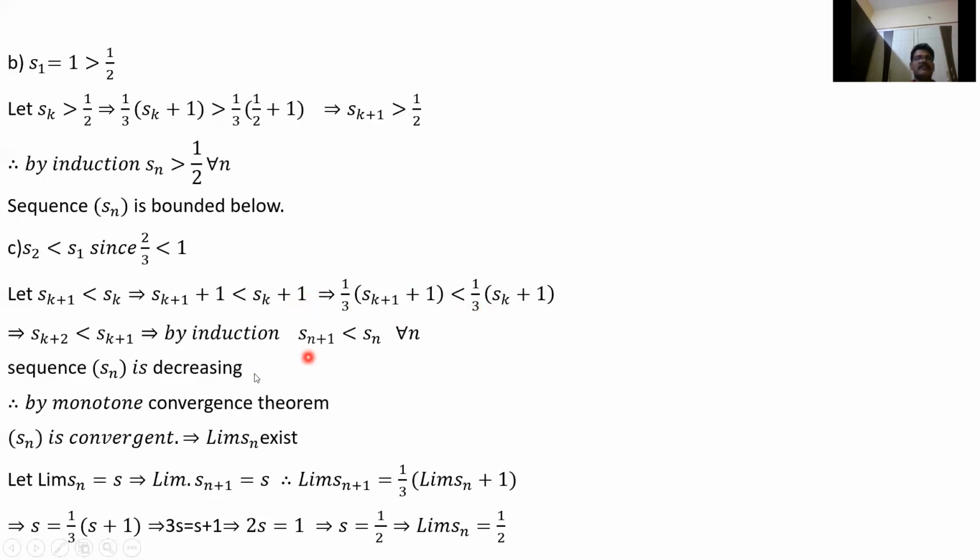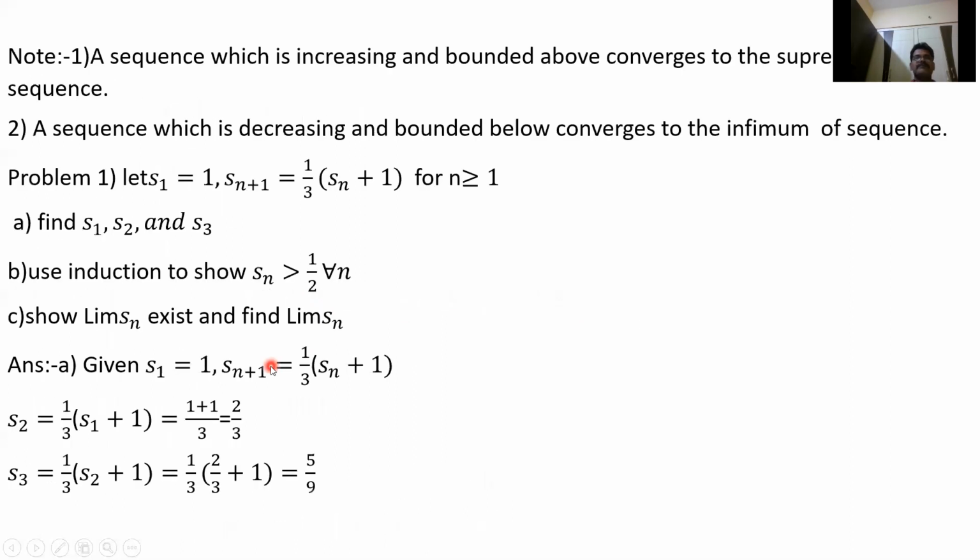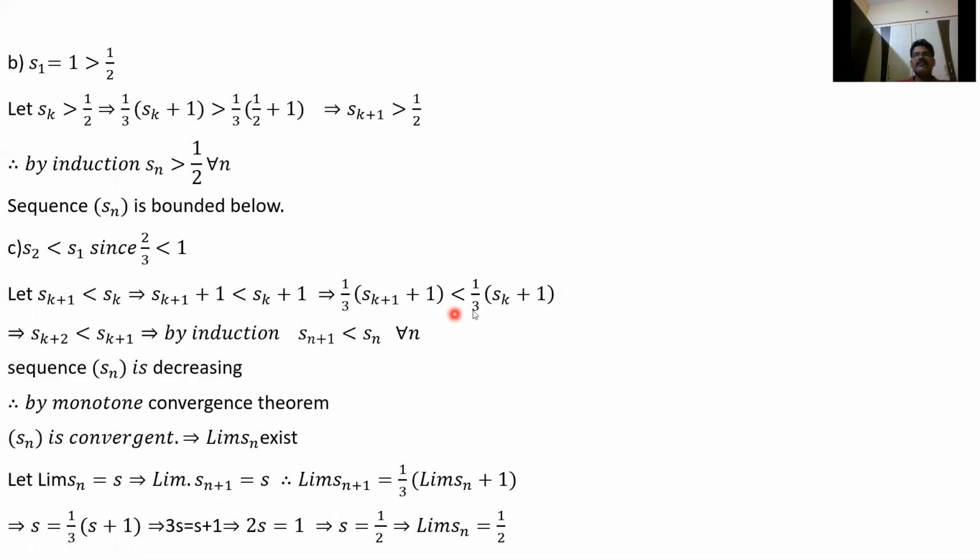This can be written as S(k+2), and this can be written as S(k+1). Why? Because S(n+1) is equal to 1 by 3 S(n) plus 1. So 1 by 3 S(k) plus 1 can be written as S(k+1).